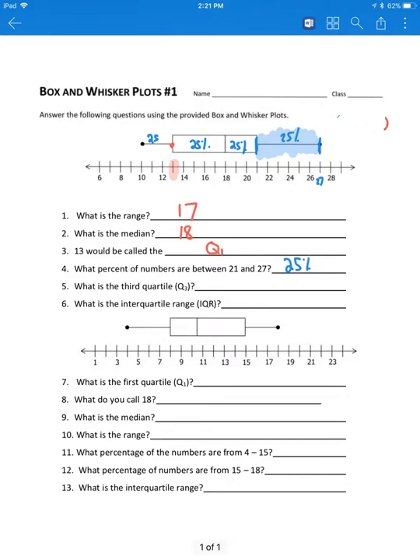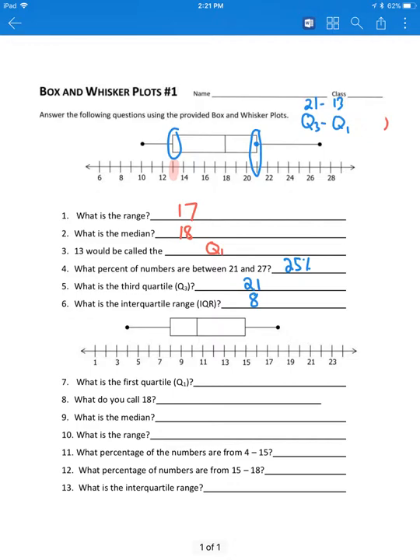Question 5 says, what is the third quartile, Q3? Let me erase some of my slop here. The third quartile is going to be right here where my arrow is pointing. So that's Q3. If I look down at the number, here's 20, so that must be 21. Question 6, what is the interquartile range? Remember, interquartile range is Q3 minus Q1. The third quartile is 21, minus the first quartile, 13, and 21 minus 13 is 8.